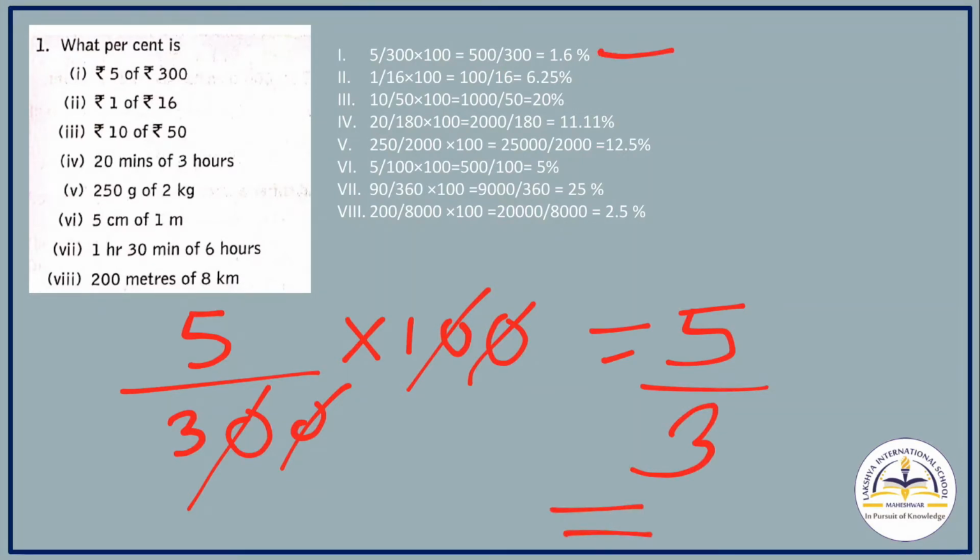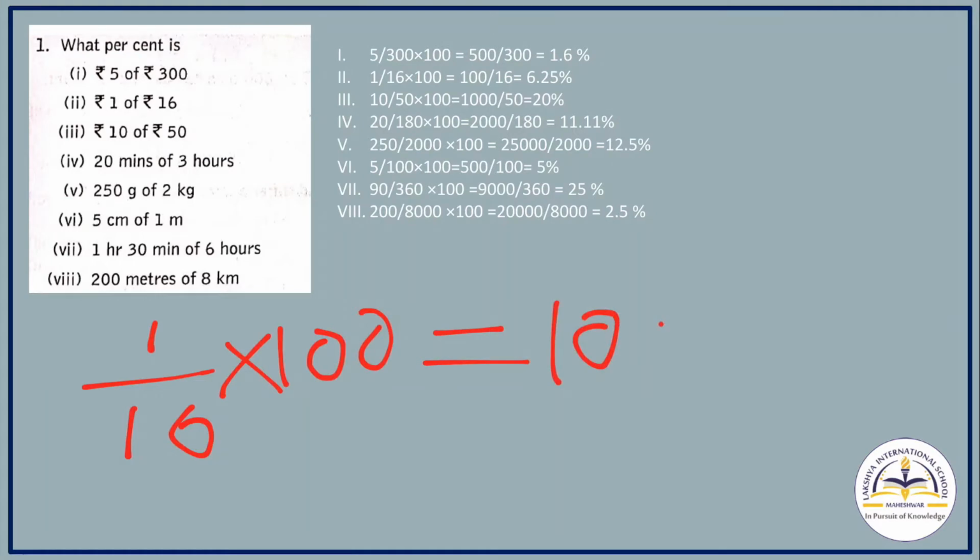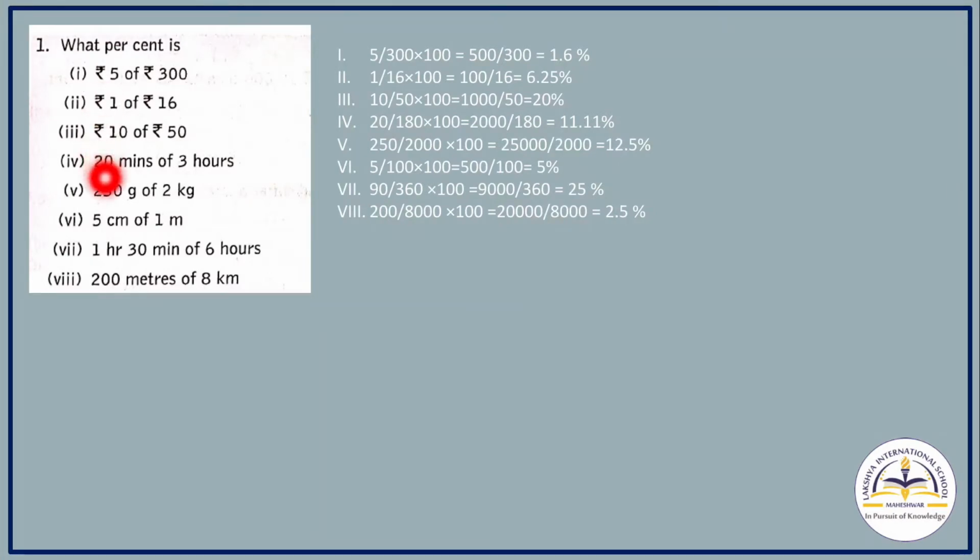That is our answer. Now question number 2, rupees 1 of rupees 16. Now again what we have to do, 1 by 16 into 100. Then you have to solve this, that is 100 by 16. You will get the answer 6.25%.